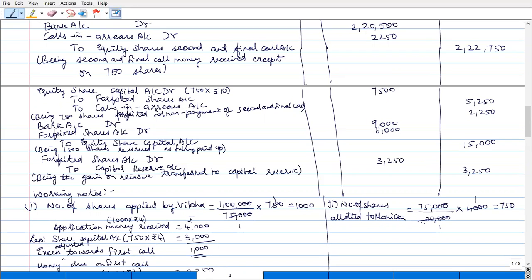So today we have learned how to pass journal entries using calls in arrears and calls in advance, and what are the journal entries to be passed on forfeiture and reissue of shares, which were allotted on pro rata basis.